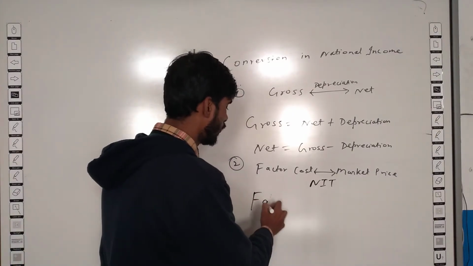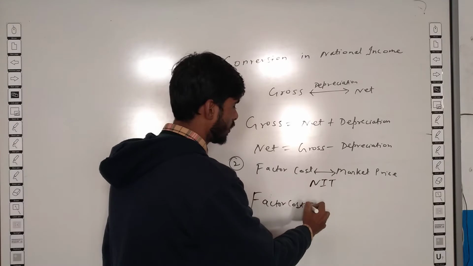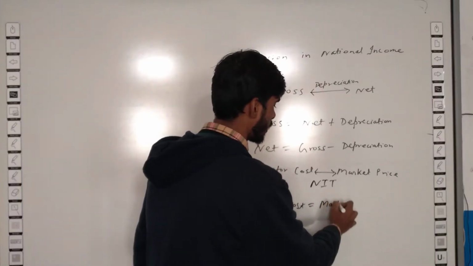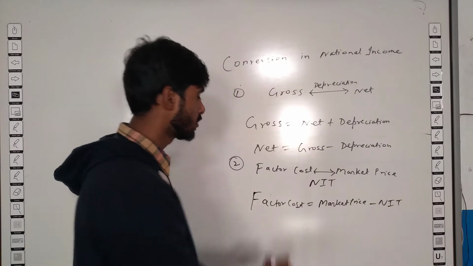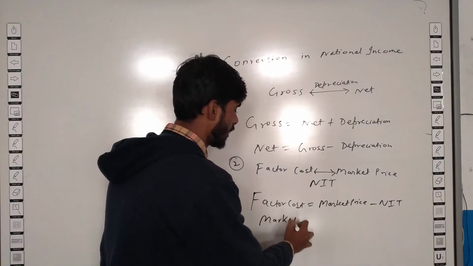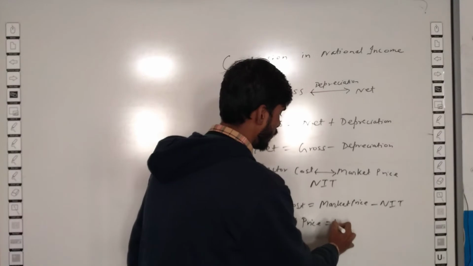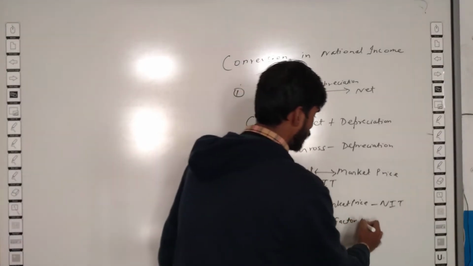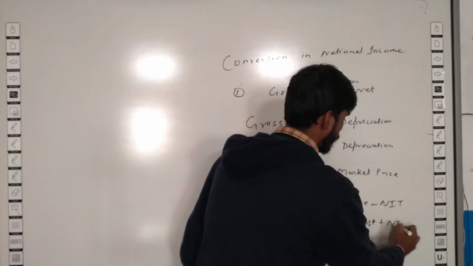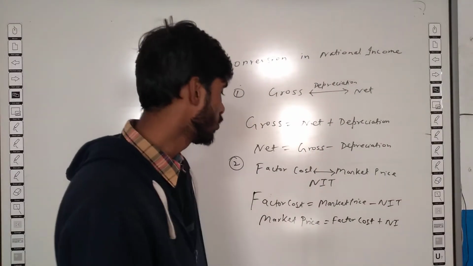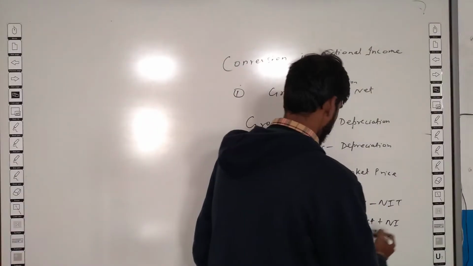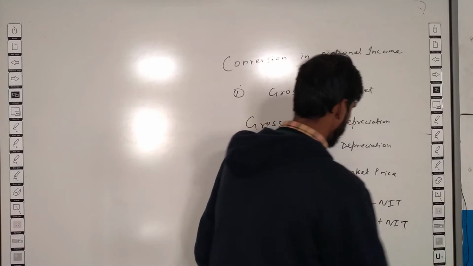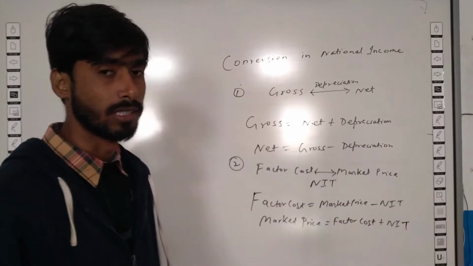So if you want the value of factor cost, you can get the value of factor cost from market price by subtracting net indirect tax. And if you want the value of market price, you can get the value of market price from factor cost by adding net indirect tax. Market value or market price of goods includes taxes, so you will add the net indirect tax in factor cost. Then you will get the market price. This is second conversion.